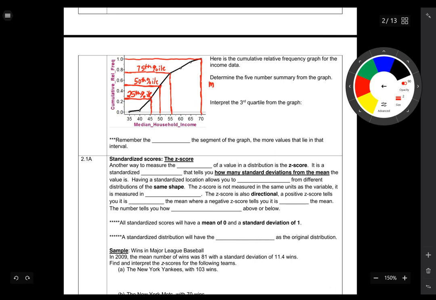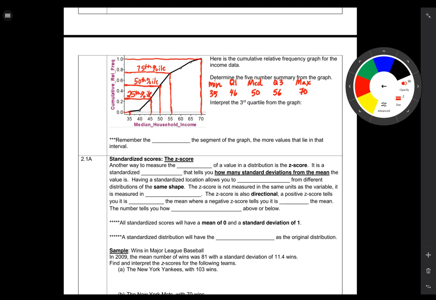So our minimum is 35, and you see that right here. There we go. Q1 is about 46,000, so we're just going to put 46 because we already know it's in thousands. And then median is 50. Q3, which is our 75th percentile, is about 56,000. Really, it's how you draw the line. You could have 57. It's okay as long as you show your work by drawing the information on your graph, and the maximum is 70.